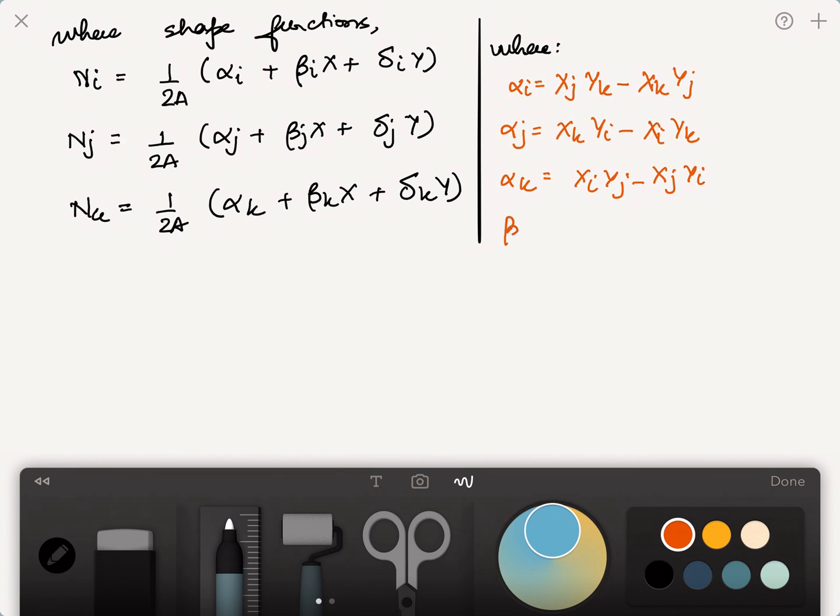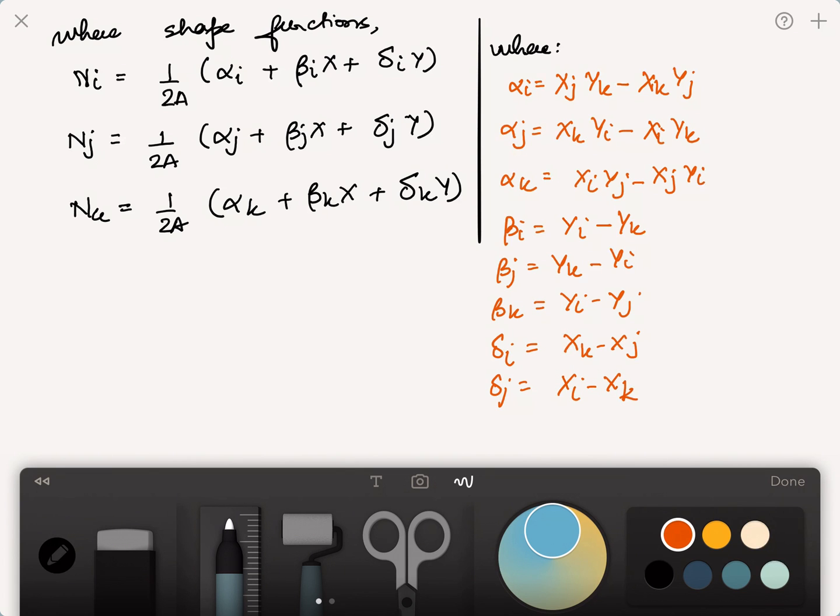In the same way, beta i can be written as everything related to y. So yj minus yk, beta j is equal to yk minus yi, and beta k is equal to yi minus yj. And finally, deltas are all to do with x's. So I have delta i equal to xk minus xj, delta j is equal to xi minus xk, and delta k is equal to xj minus xi. And you see there's a logic behind everything. So when I have a y, I have a k and a j here, and in the same way the other ones are included in the relation over here. So this is where the description of all the different terms comes in.